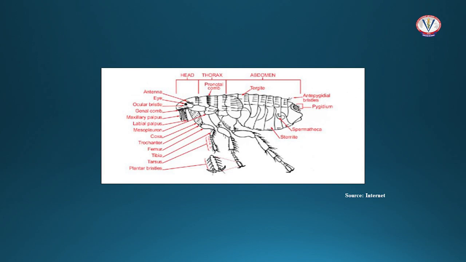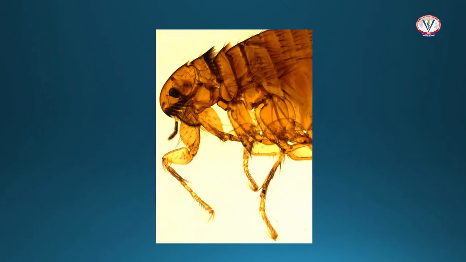The ninth segment of the abdomen in both male and female bears a dorsal plate called the sensilium. There are a large number of spines on the head and thorax in some fleas, known as combs or ctenidia. The ones present on the cheek are called genal combs, and the ones on the posterior border of the first thoracic segment are known as pronotal combs.